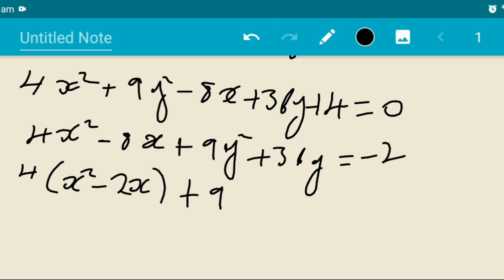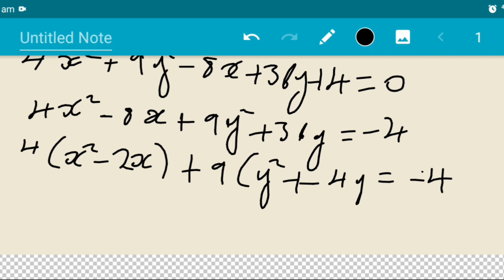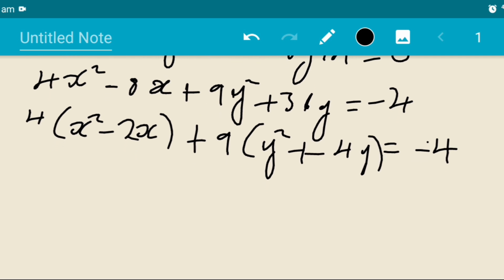We factor out the 9. Then when we say y squared, then we say plus. And when we factor out 9 from 36, that would be, what's that? A 4. So this here will be 4y. So this is a plus, so 4y should be equal to negative 4. Okay, negative 4. Then from here, what we're going to do now is use the completing the square method to evaluate this and this as well. So for now, let's deal with this.